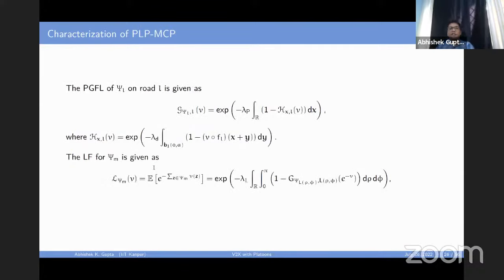So we have characterized the PLP MCP. I'm not going to talk about much of the derivations here, but we have computed the PGFL and the Laplace functional of these things, and they come out to be a very simple function. And you can observe that this FL is the function which transforms one-dimensional to two-dimensional. So this part is basically for each road, you have this particular PGFL, and then you have multiple roads. So they all combine together and you transform to create the overall vehicle process.